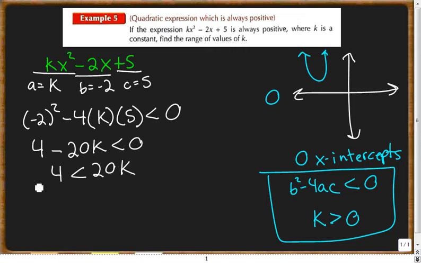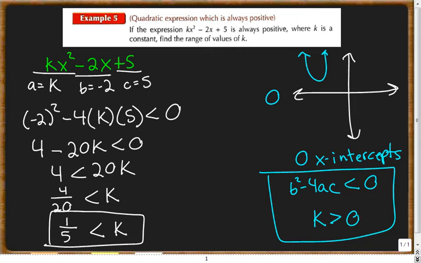Now, that satisfies this condition over here that k has to be greater than 0. And that's it. That is our possible values. If k is 1/5, then this will not work. It has to be greater than 1/5 in order for this equation to work, and in order for this equation to always be positive.